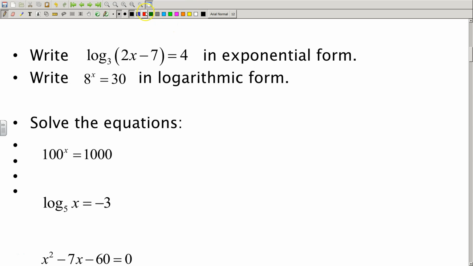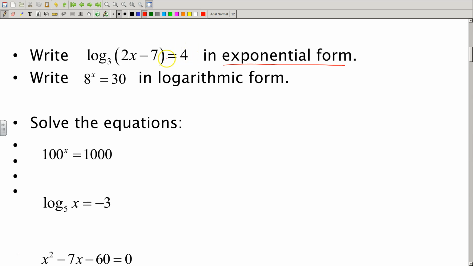All right, so the first one here says to write this equation in exponential form. So we have a log. Remember, a log or a logarithm is a function which takes in two things. It takes in a base, and it takes in this argument right here, this expression, this number, and it gives us an exponent. This right here is the exponent.